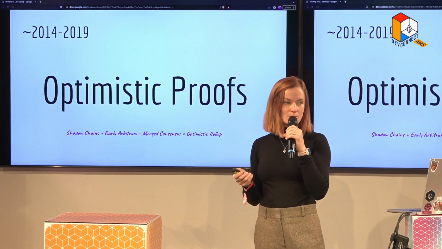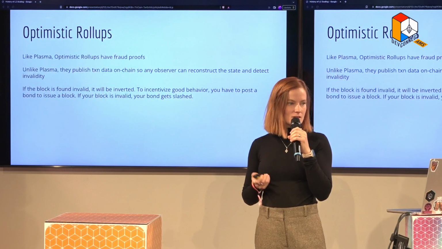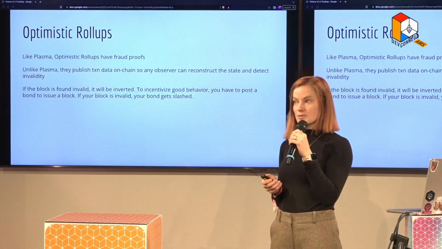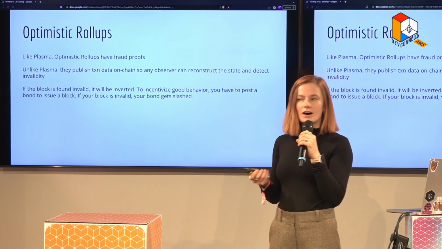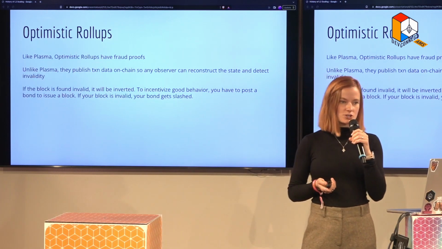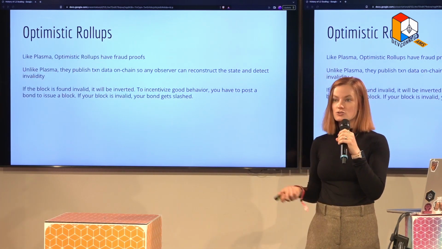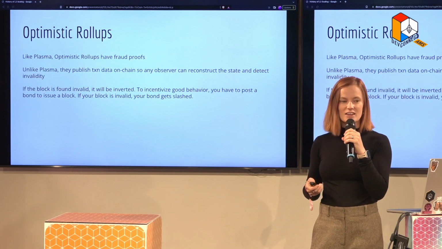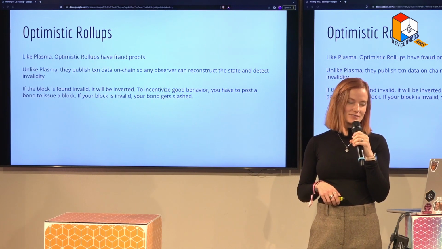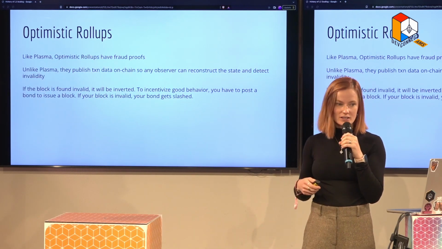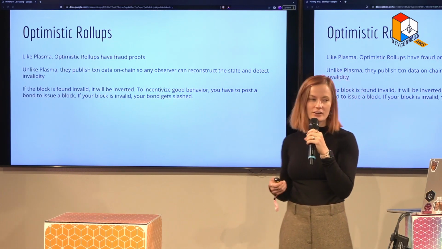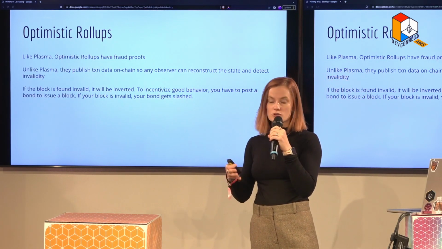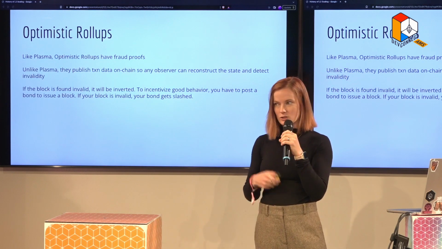Now we're getting to optimistic rollups. So like Plasma, optimistic rollups have this thing called fraud proofs. Unlike Plasma, they publish transaction data on-chain, so any observer can reconstruct the state and detect invalidity. If the block is found invalid, it will be reverted, and in order to incentivize good behavior, you have to post a bond to issue a block. If your block is invalid, then your bond gets slashed.